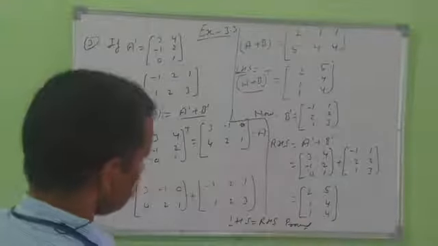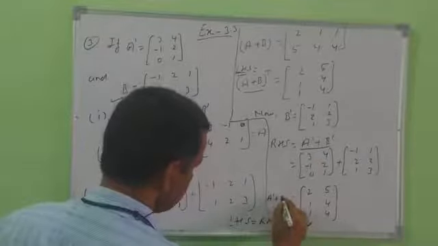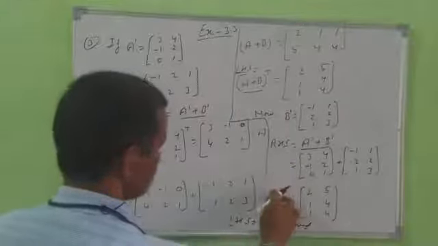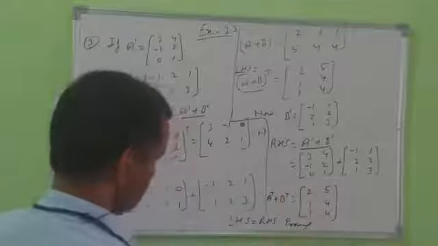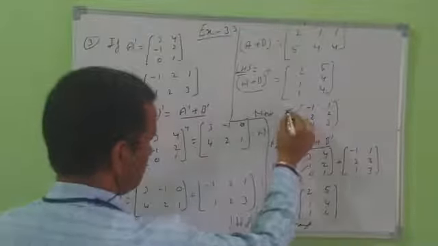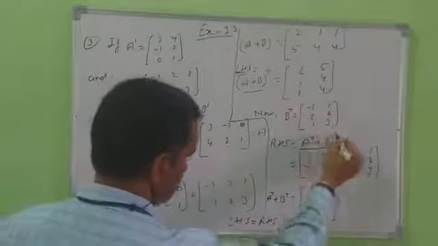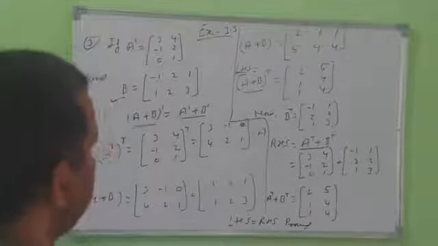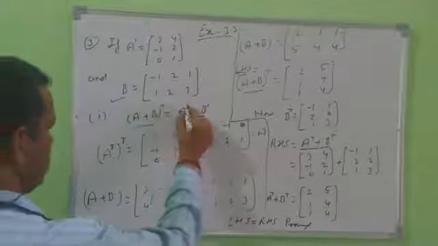This is the RHS, meaning A dash plus B dash. This is the value of A dash plus B dash, and this is the value of the whole transpose of A plus B. Dash means you can use T, otherwise dash. Both are the same here: transpose. This is A transpose and B transpose. You can add the transpose sign T here, and also here. Both signs you can use, T or dash. Clear?